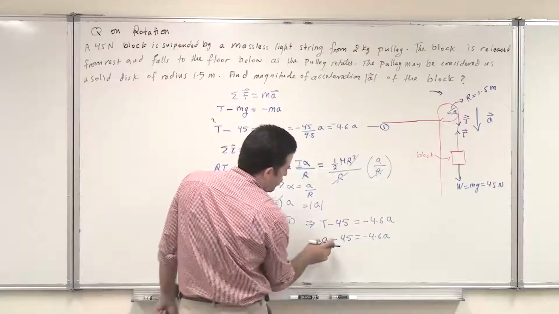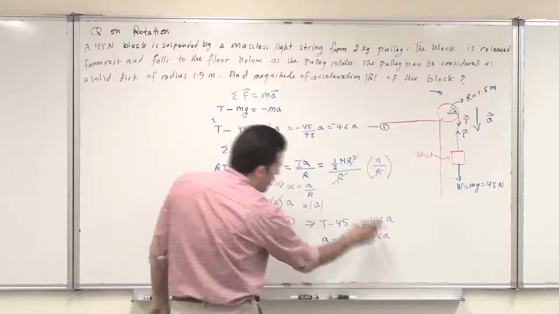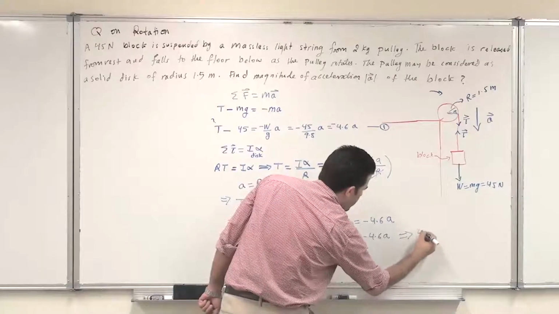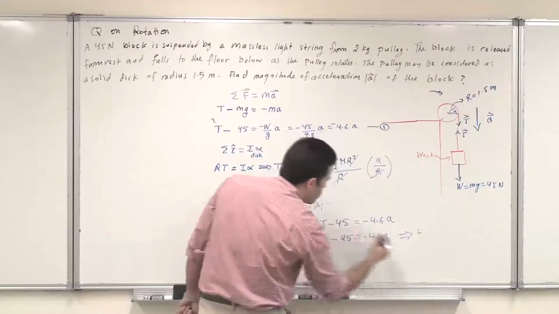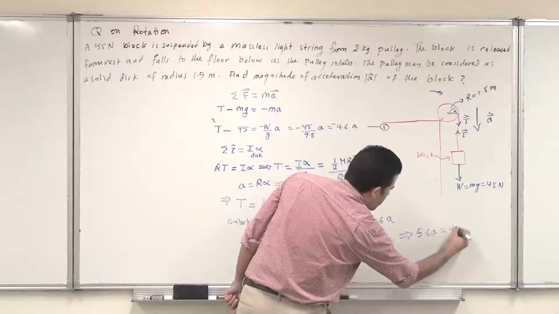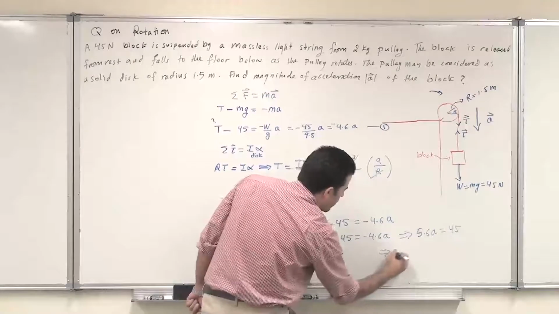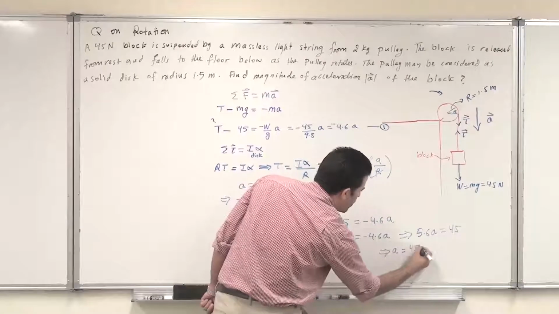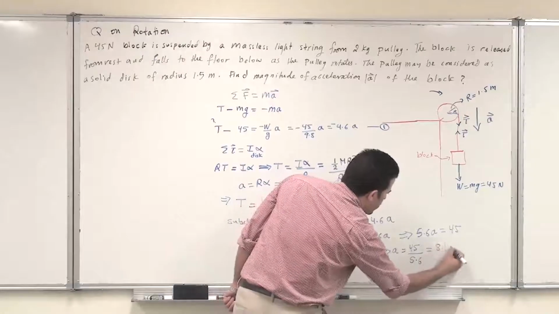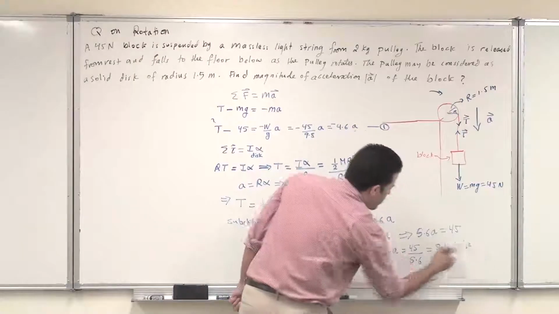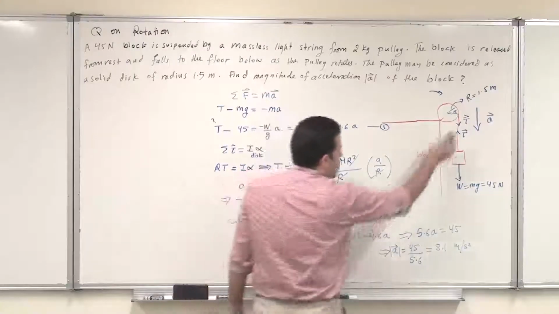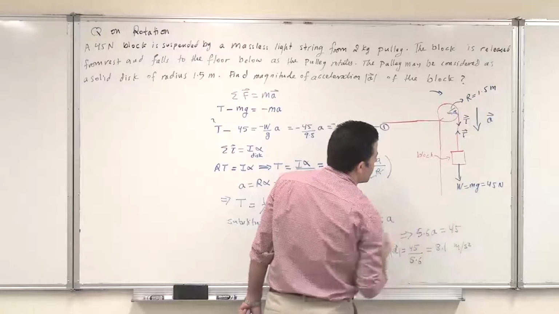So now I need to find a. I can take this to the other side, so it will be 5.6 a should equal 45, which will give that a equals 45 divided by 5.6, which will give 8.1 meters per second squared. And this is the magnitude of the linear acceleration of the block moving downward towards Earth.